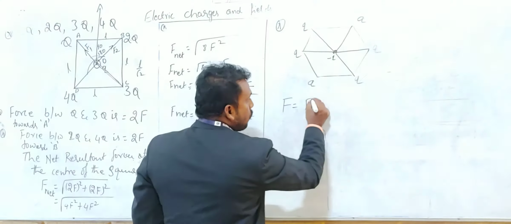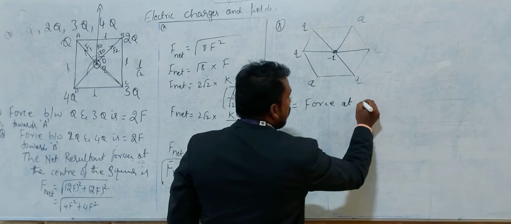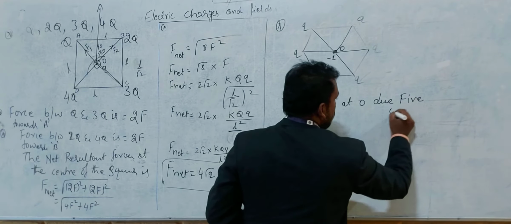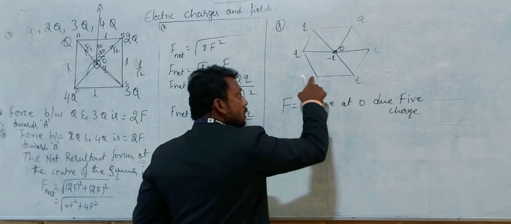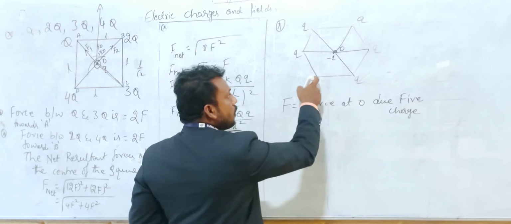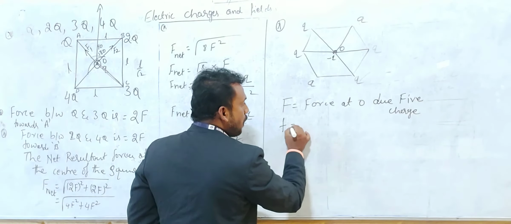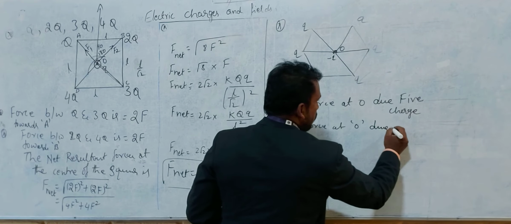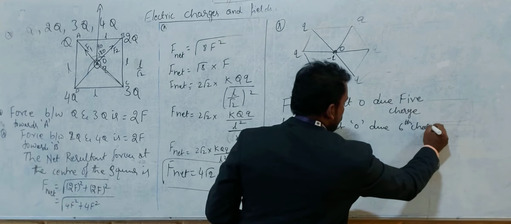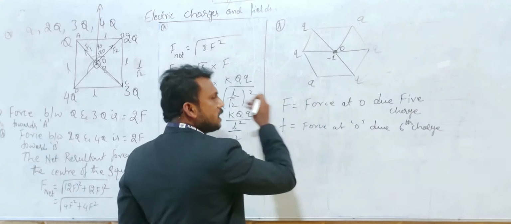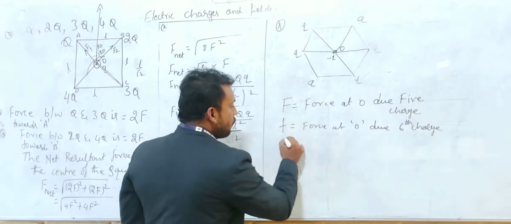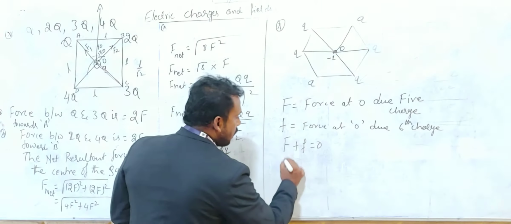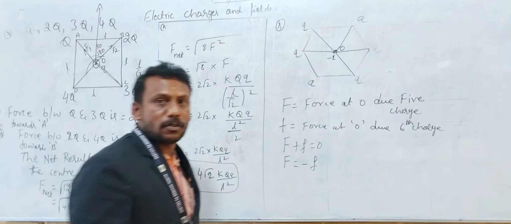capital F is the force at the center O due to the five charges. If I place a sixth charge at the sixth vertex of the hexagon, the force small f is the force at O due to the sixth charge. Therefore, the net force F plus small f is equal to 0. F net is equal to what? 0. Therefore, F is equal to minus f.